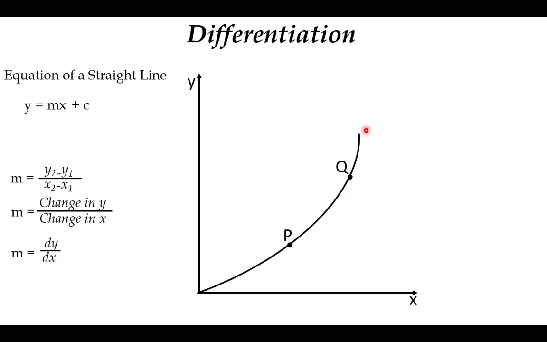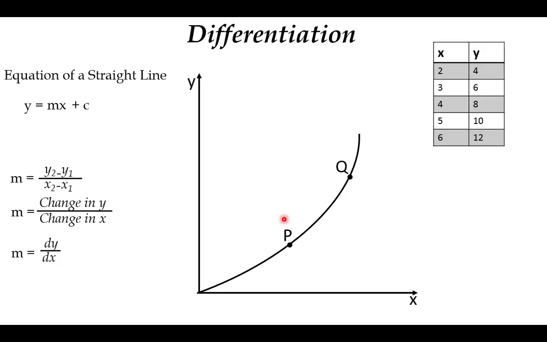Okay, let's look at this graph. We have a curve. Remember, in our first graph we had a straight line, but now we have a curve. When we have a curve, it means that the slope is not uniform throughout this graph. In our first graph, we had a uniform slope. What does that simply mean? Let us look at this table, for instance.